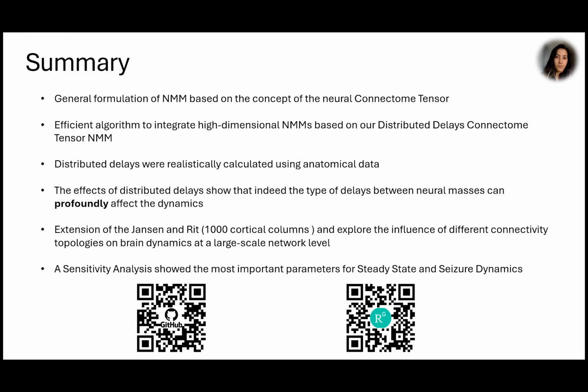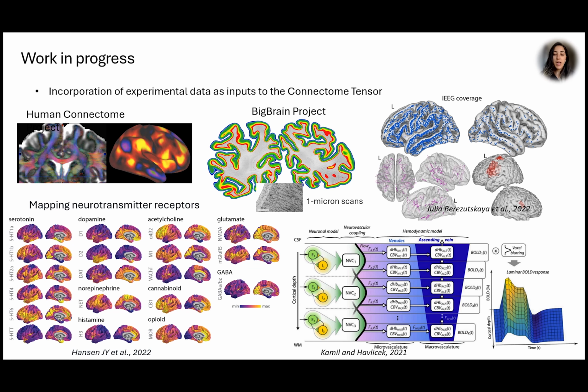Right now we are working on the incorporation of experimental data as input to the connectome tensor. We are working with the human connectome and BigBrain datasets to give a better description of each layer. We are also looking for ways to incorporate neurotransmitter receptors and intracranial EEG recordings into the model and link this neural mass model to the fMRI model developed by Camille.